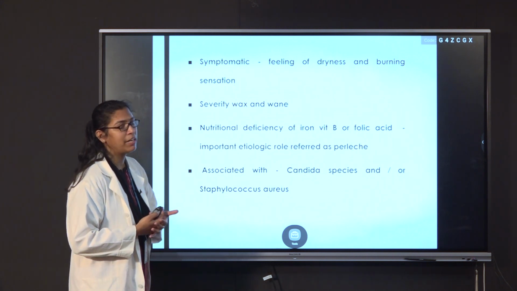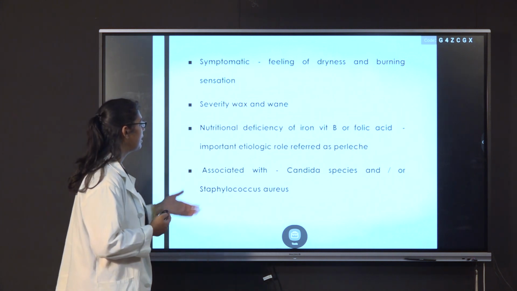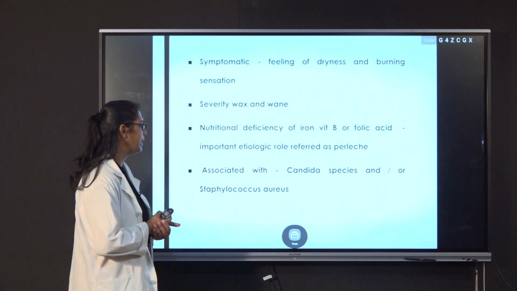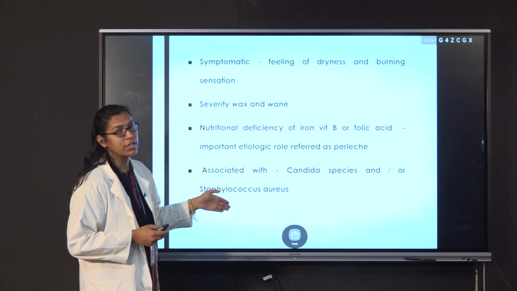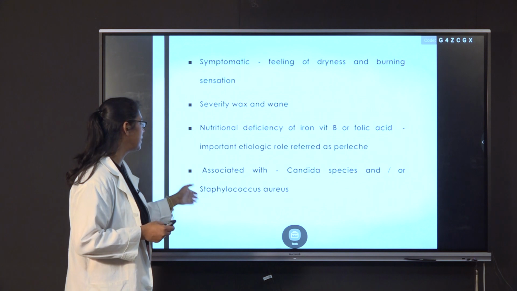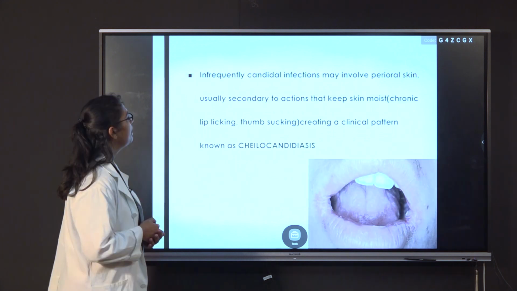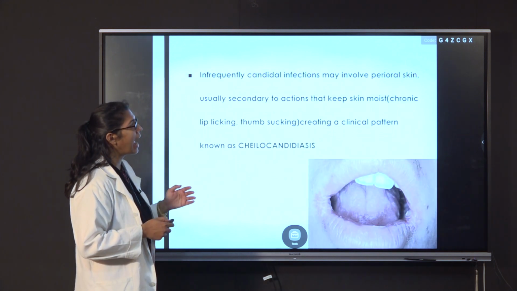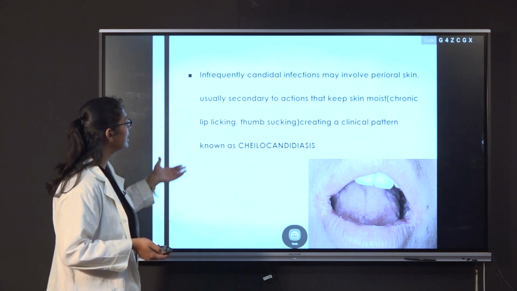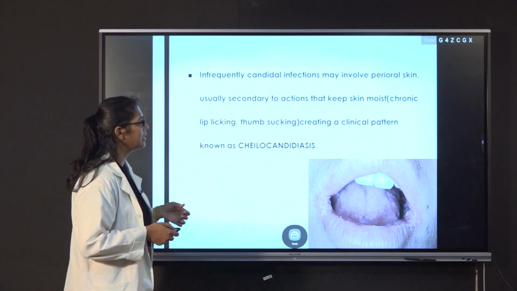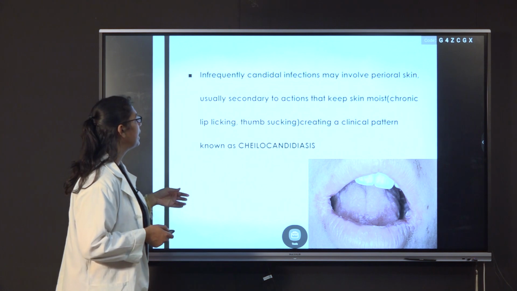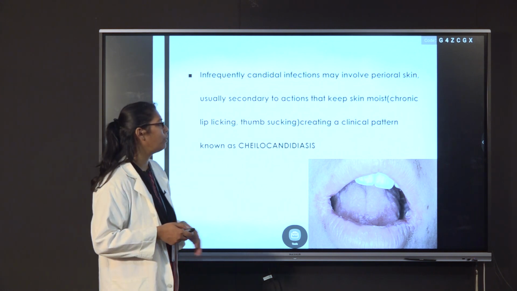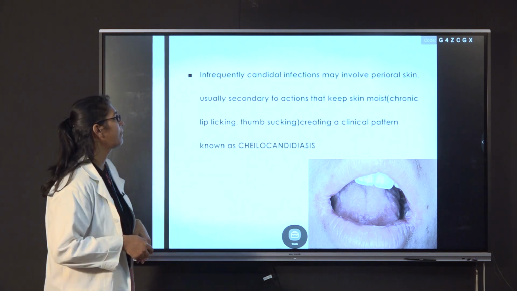Nutritional deficiency of vitamin D and folic acid is mainly seen, which is an important etiological feature for perleche, and it is also associated with Candida albicans or species and Staphylococcus aureus. Infrequently, Candida infections can also involve the perioral skin, usually secondary to actions that keep the skin moist, creating the clinical pattern known as cheilocandidiasis.